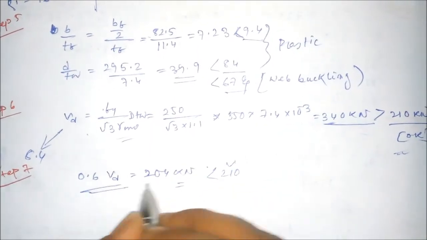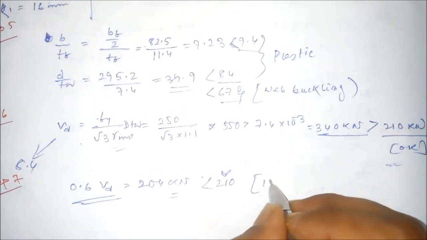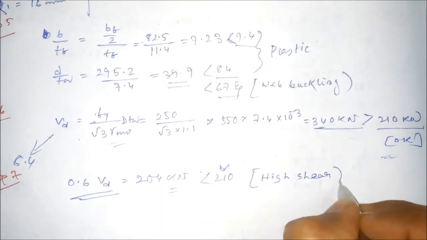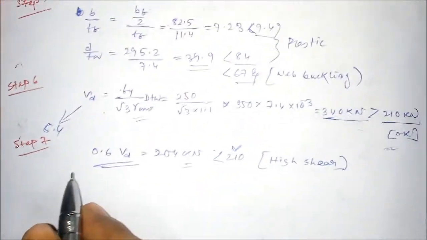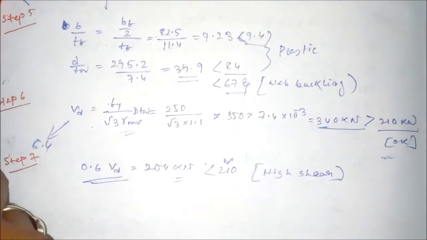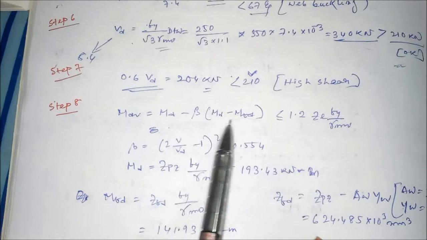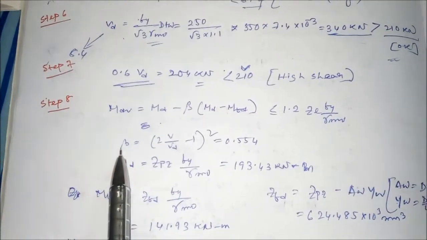So this value is lesser than V, so again we are getting the high shear condition. So again we have to find out the design bending strength by the previous formula. So in it, we are getting this equation, and this is from clause number 9.2.2. We are getting this formula, and this should be lesser than this value. So the beta value is equal to this.